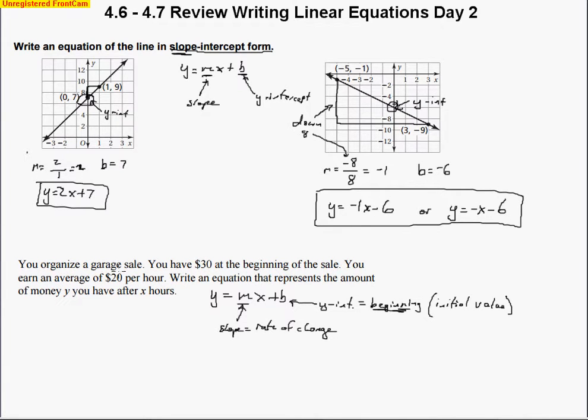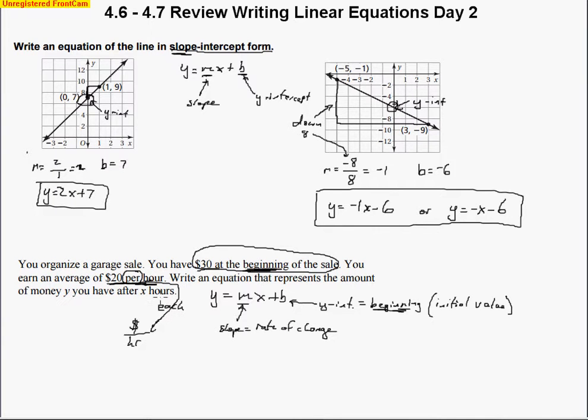So as I read this, it says you organize a garage sale. You have $30 at the beginning of the sale. See right there, $30 at the beginning of the sale. Beginning, key word there. And so whenever you see something about an initial fee or a beginning value, a starting point, that is going to end up being your y-intercept. Then it says you earn an average of $20 per hour. Key word there is per. Per tells us that we're comparing two units, and so we're comparing the dollars and the hours, we're writing a ratio for that. Per, again, means the fraction bar there. And another word you might end up seeing there in place of that is each.